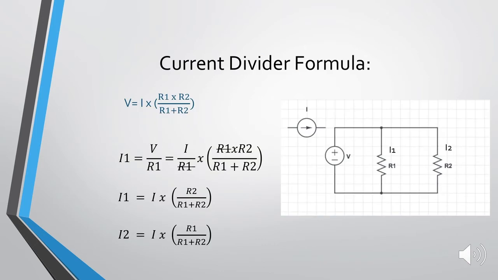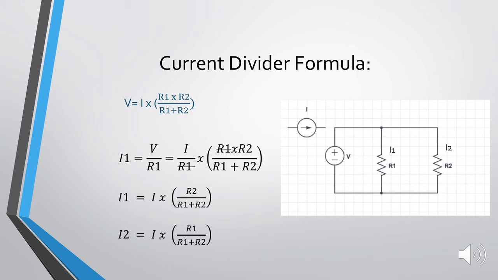Now let's see what we can find about the individual currents I1 and I2. As we saw before, voltage is given by I times R1 times R2 divided by R1 plus R2. And I1 is given by Ohm's law, which is equal to V by R1. If we substitute the value for V, then I1 becomes I times R2 divided by R1 plus R2, and similarly I2 becomes I times R1 divided by R1 plus R2.